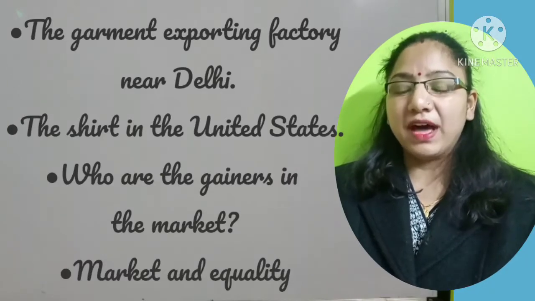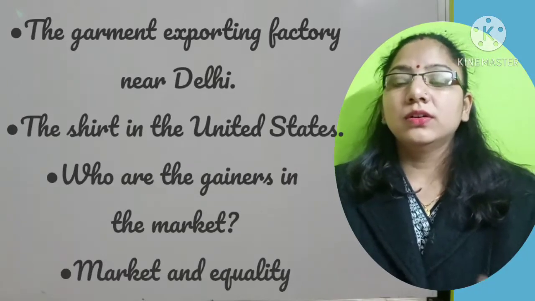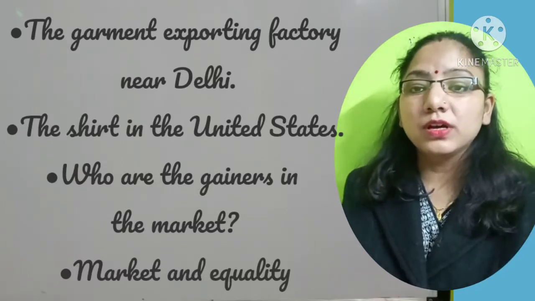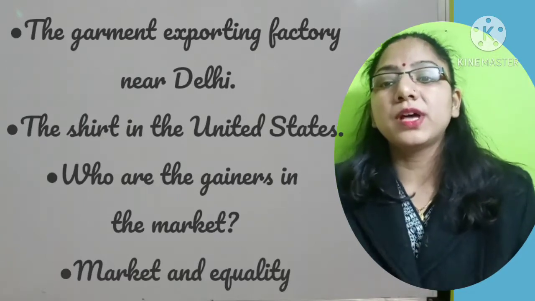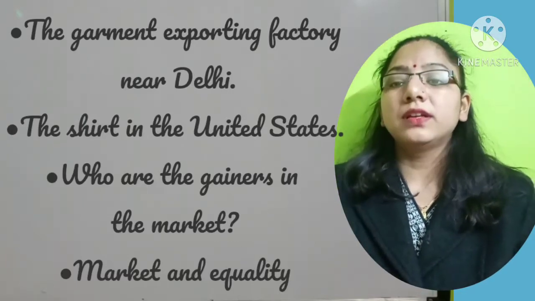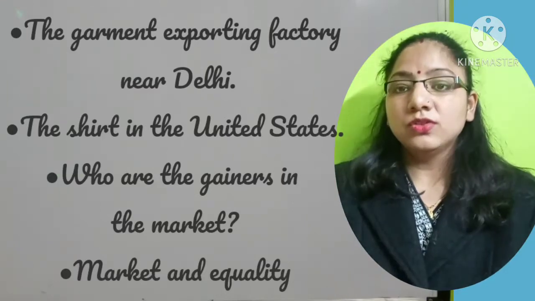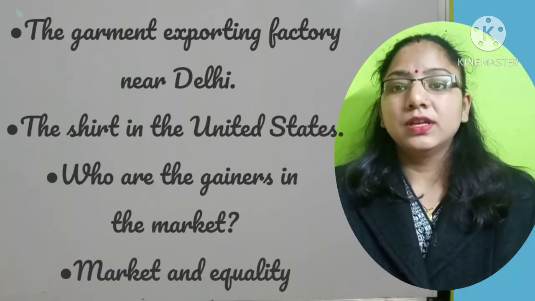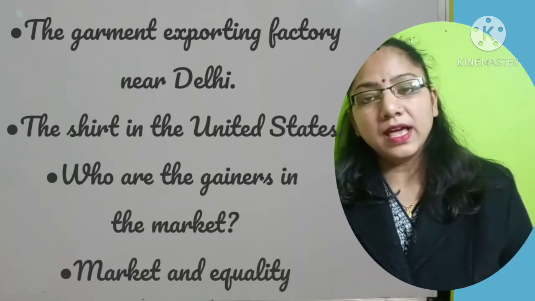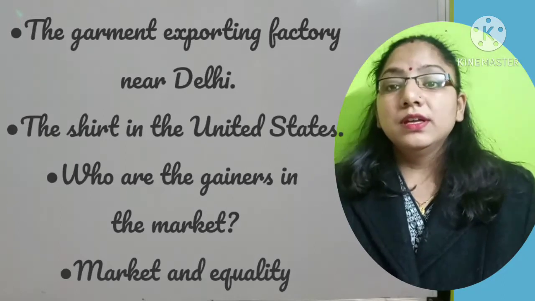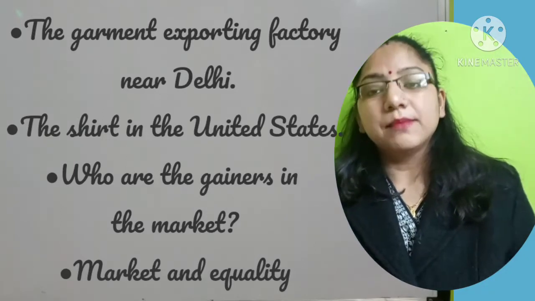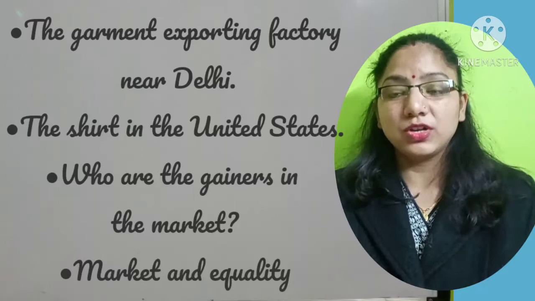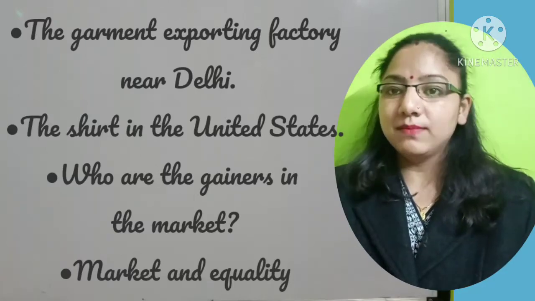See students, the market is not only one person's thing. It starts from the primary activity and goes to the tertiary activities. The people who are included in that all get different kinds of benefits in the market. Who is getting more benefits and who is getting less, that we will study in this topic. And at the end of this chapter, we will reach our conclusion, that is, market and equality, so that at the last we will find the answer to our question: is there equality in the market or not?